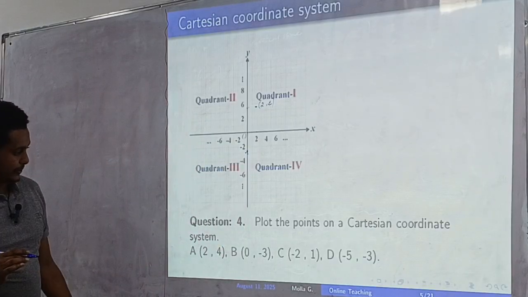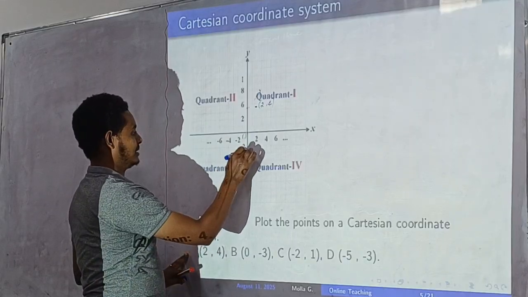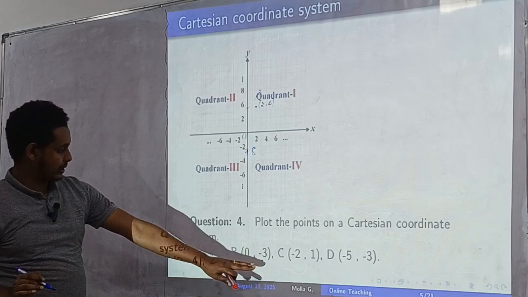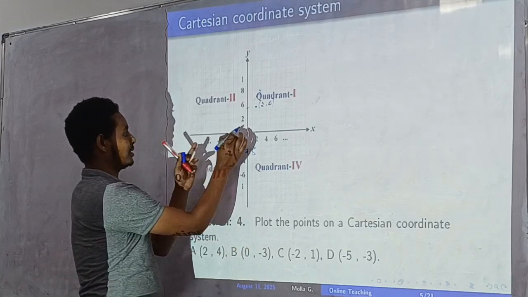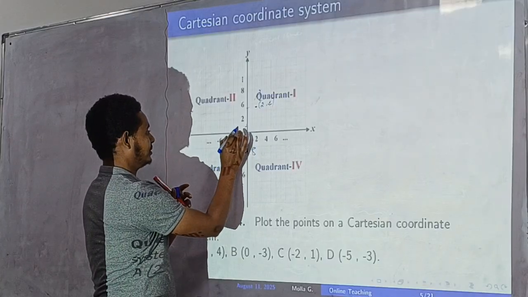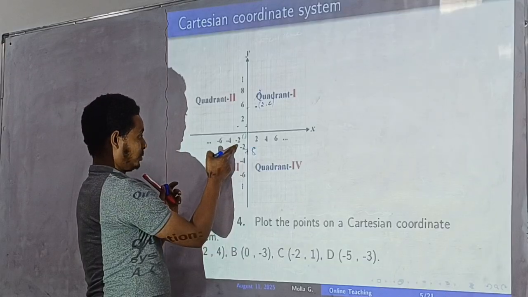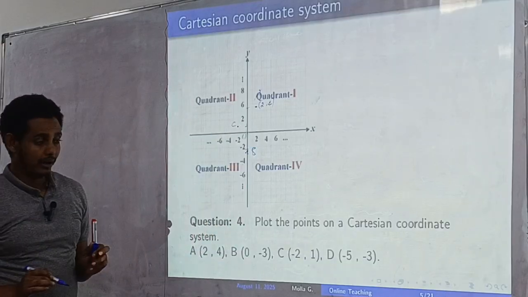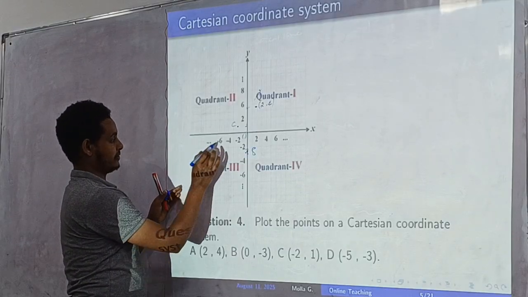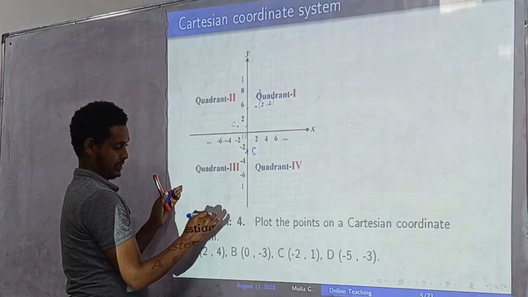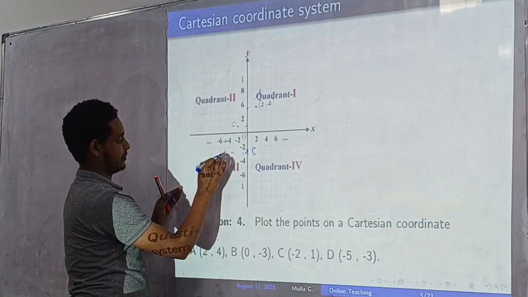That's A, and (0, -3) is B here. C is (-2, 1): negative 2, 1. Around here, maybe 1 here, then negative 2, 1. The point will be plotted over here, that's C. And D is (-5, -3), which is in the third quadrant. Negative 5, maybe around here, and negative 3. That is point D.